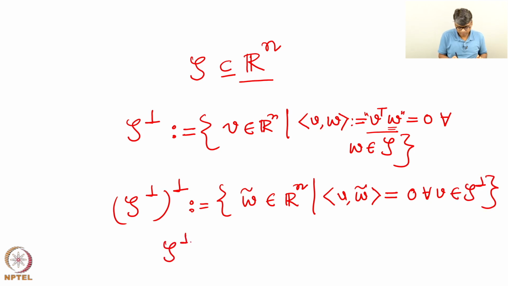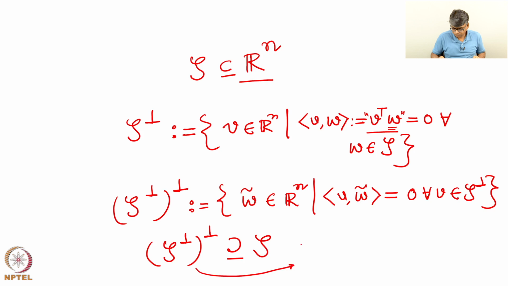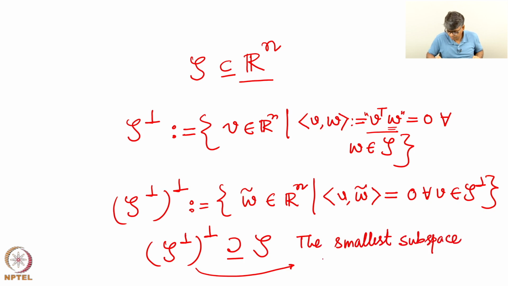always contains S. In fact, it is not just any arbitrary containment, it is in fact the smallest subspace that contains S. So the S double perp in fact is the smallest subspace that contains S.